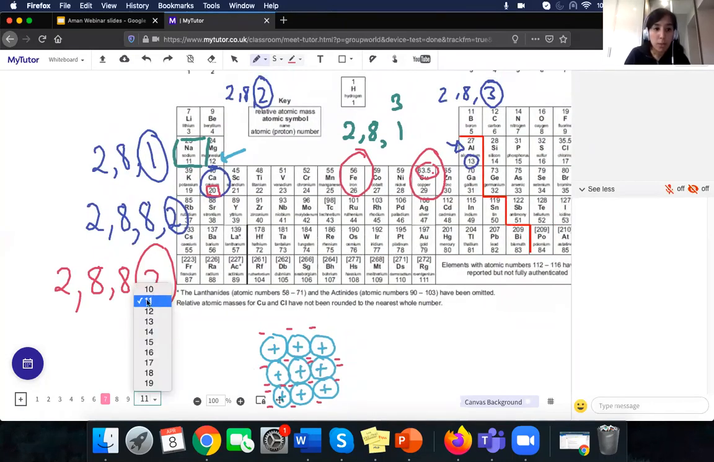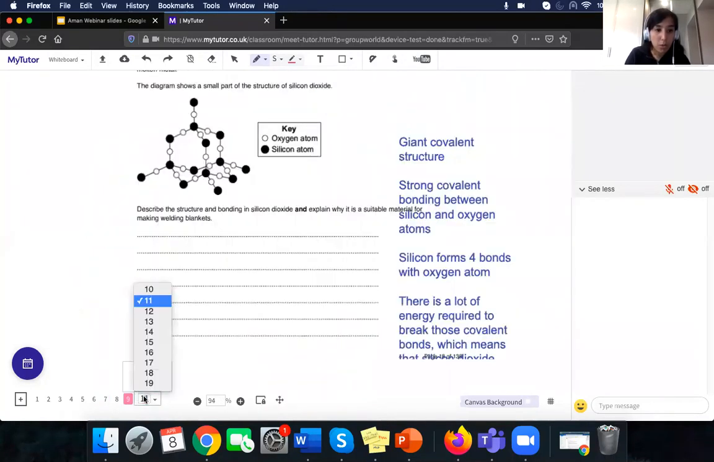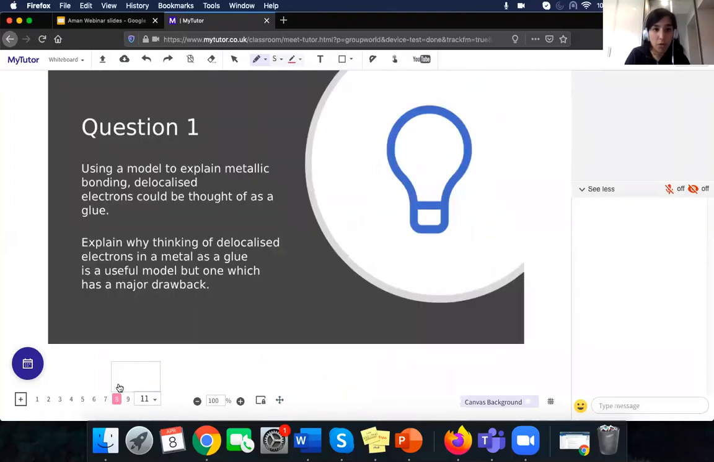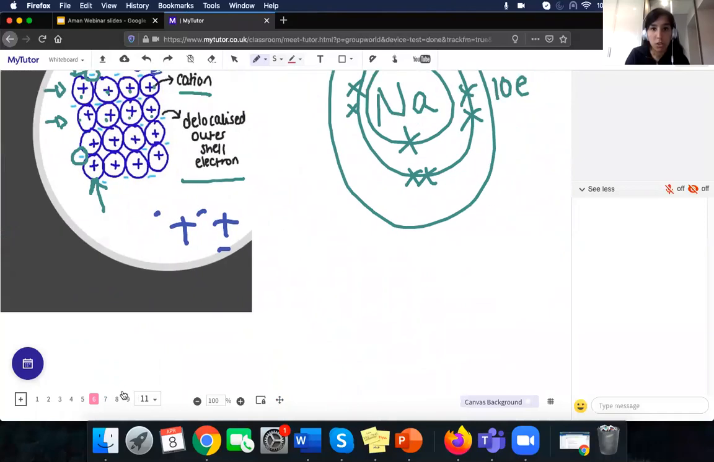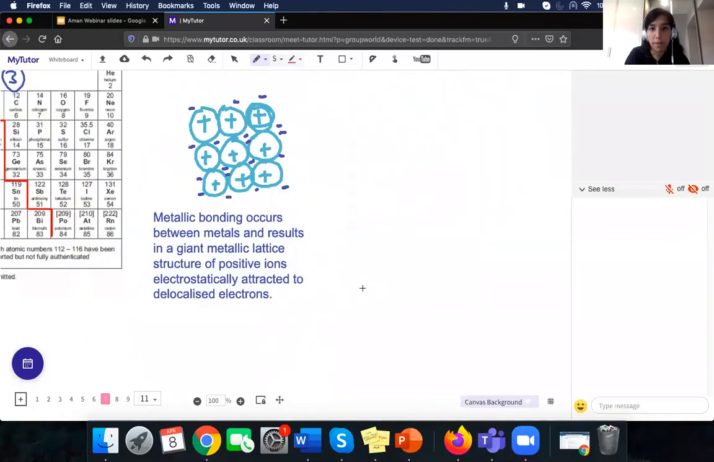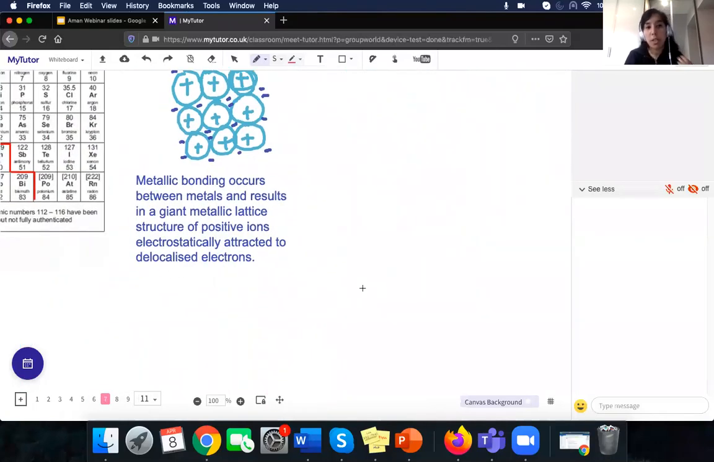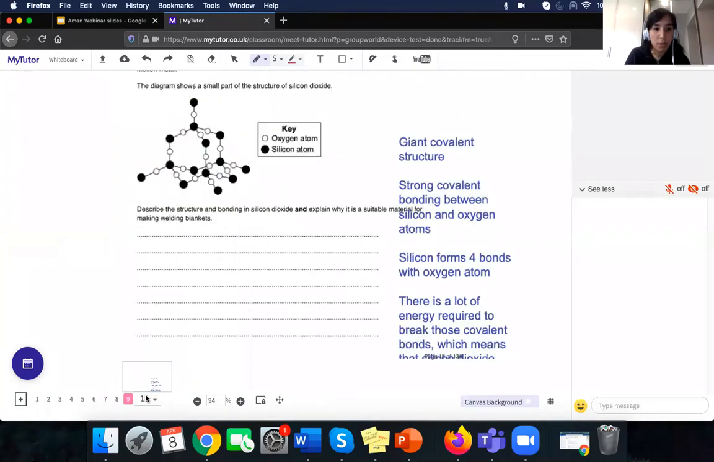Okay, let's go to an exam question. But before we do that, I will just go back to metallic bonding for the person that was asking for the definition of metallic bonding, which is here. Metallic bonding occurs between metals and results in a giant metallic lattice. It's a structure of positive ions electrostatically attracted to delocalized electrons. Okay, let's go to an exam question then.